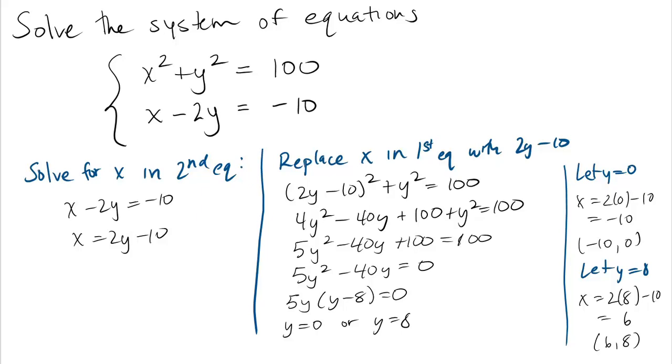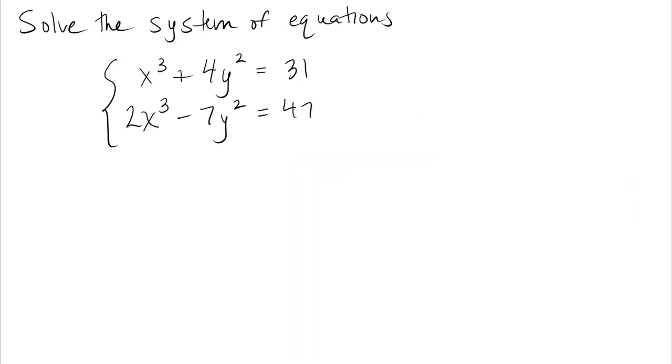One more example, and this might be beyond something that you've seen before. This says solve the system of equations x cubed plus 4y squared equals 31 and 2x cubed minus 7y squared equals 47. Here, solving for x or y explicitly is going to be a little bit of a pain because you're going to wind up with a radical no matter what. However, there's no rule that says you have to substitute x or y. You can substitute a function of x or a function of y.